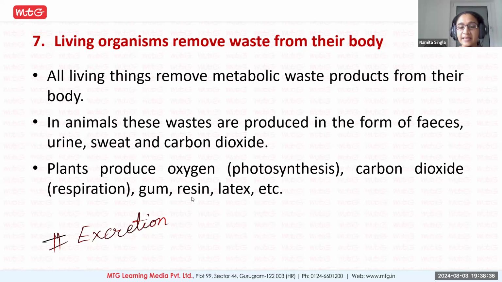So these are called secondary chemical substances which are produced in plants. I hope you know what gums, resins, and latex are. Latex is that white liquid which is secreted by many plants, and it is poisonous in nature. You should never put it in your mouth. It is highly poisonous. So how does the latex protect the plants? The plants which produce latex, grazing animals don't eat those plants because it is harmful to them.